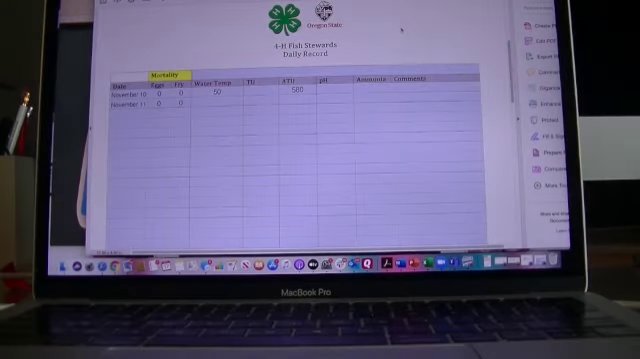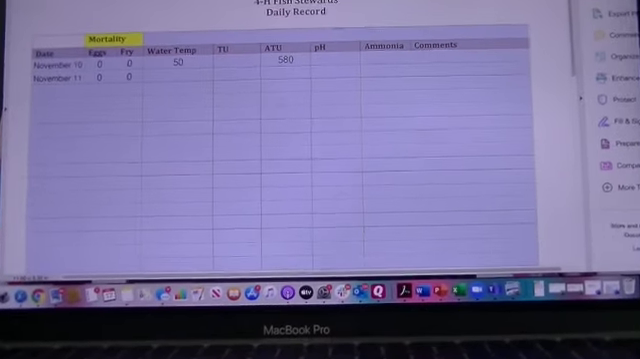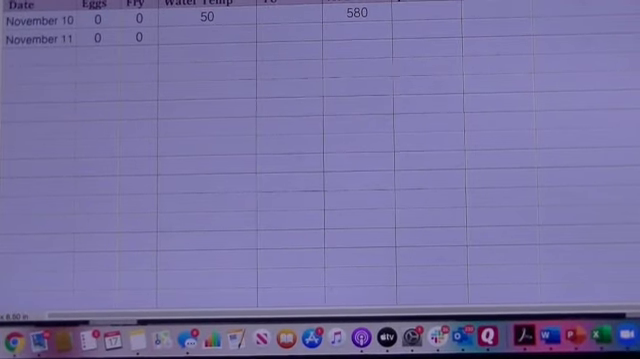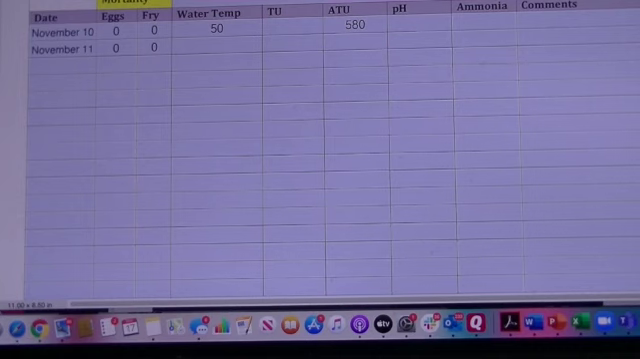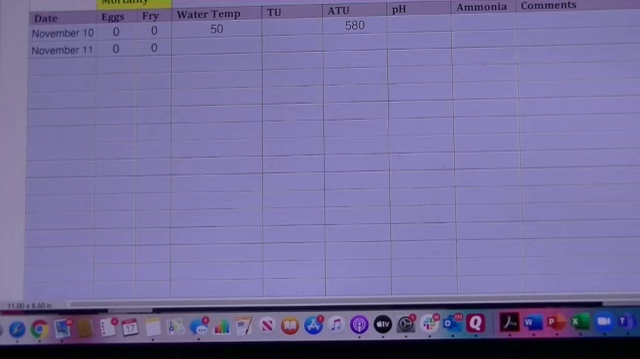Here is a copy of the salmon data records that we're going to be keeping. It's important that each day we record our data on these sheets. Let's take a closer look inside this data sheet to see the data we'll be recording. Okay, so if you can see, we will be recording each day the number of eggs that have died or the number of fry that have died, as you can see here. A second thing is right here is the water temperature.